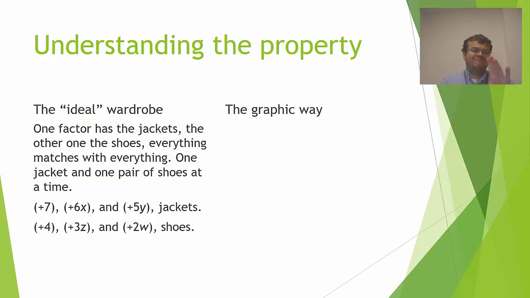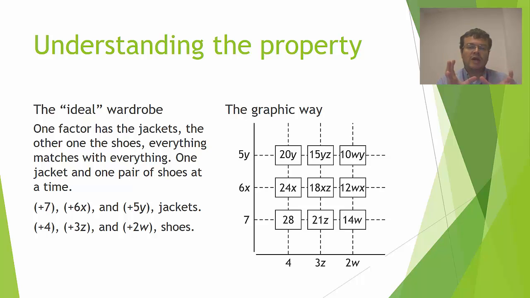The graphic way is basically the same thing. I mean, it's going to be the same thing because it's distributive property. It's just a way to look at it. So you think about one of the factors being in one axis, the other factor being in the other axis, and all the crossings being the multiplications, and you just have to collect that at the end.